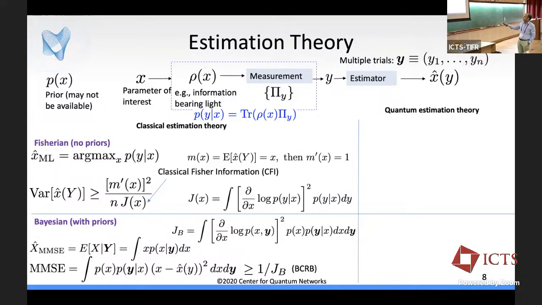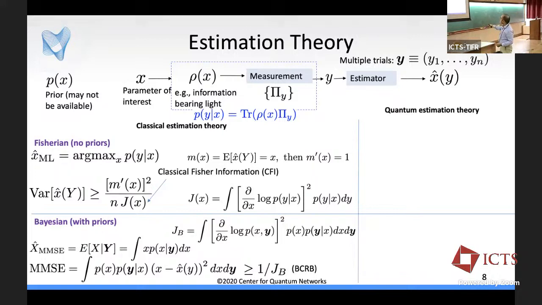So a quantum description of the parameter that you care about, and a POVM description of the measurement that you're using to generate an estimate of that parameter. So this P of Y given X is the trace of rho of X times pi Y. This pi Y is the POVM operator corresponding to the Yth outcome. Now, all of classical estimation theory, from, say, Van Trees's book, deals with P of Y given X. In quantum estimation theory, we take a peek inside and say, well, rho of X is something that we can write down, because we understand how to write down the quantum state of information-bearing light.